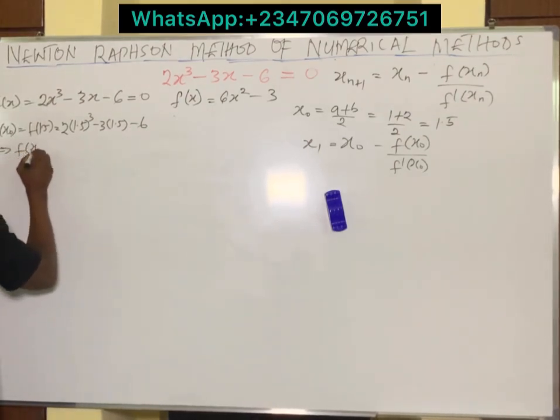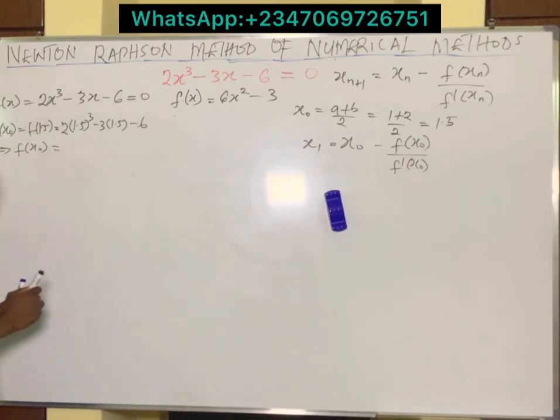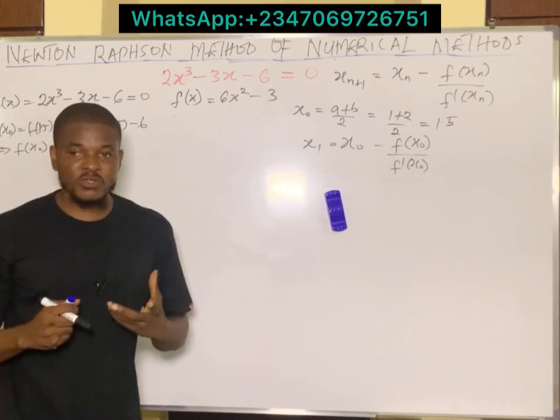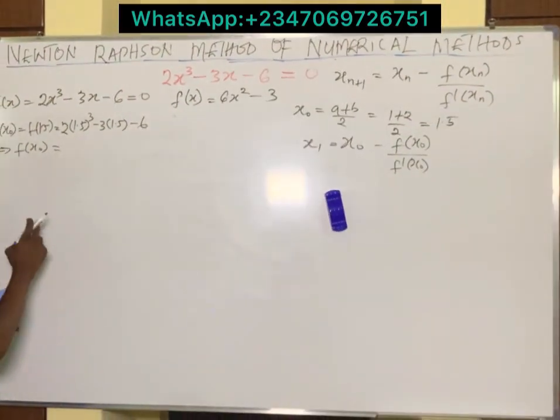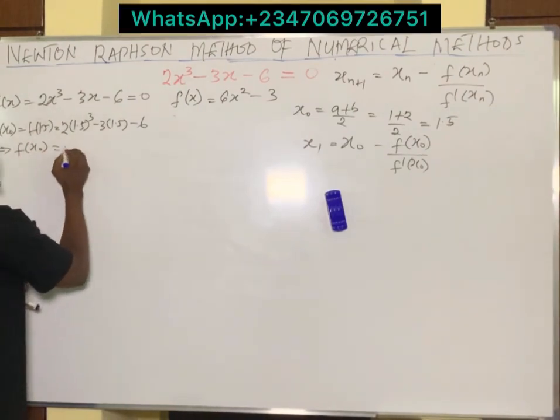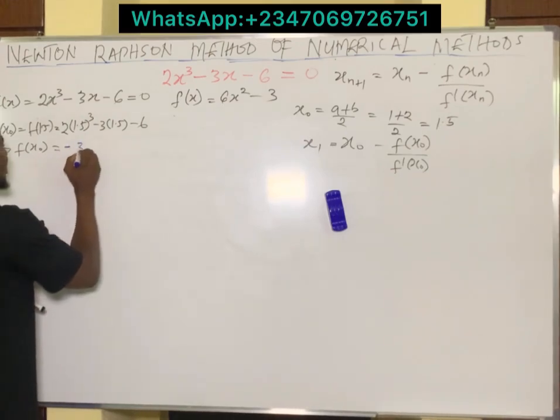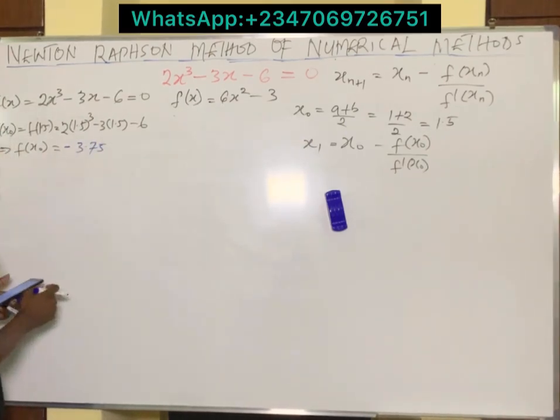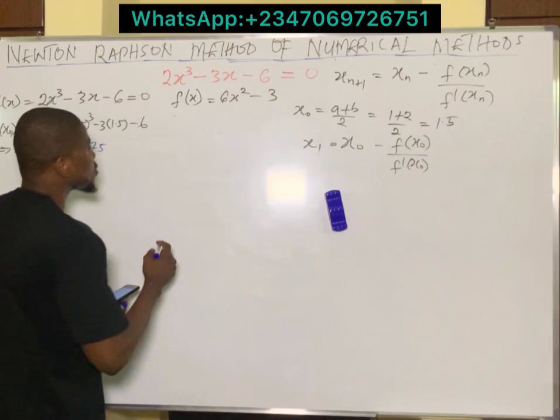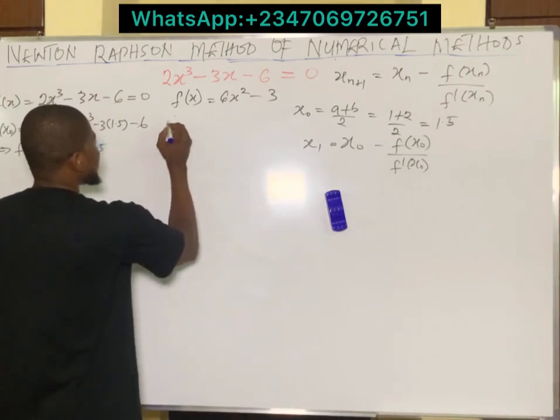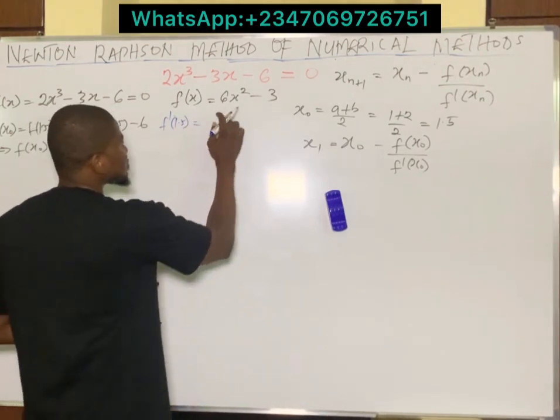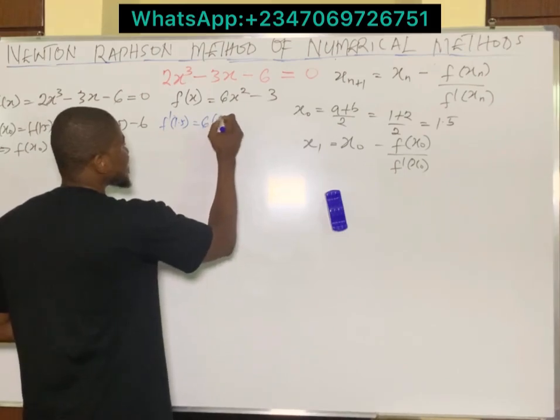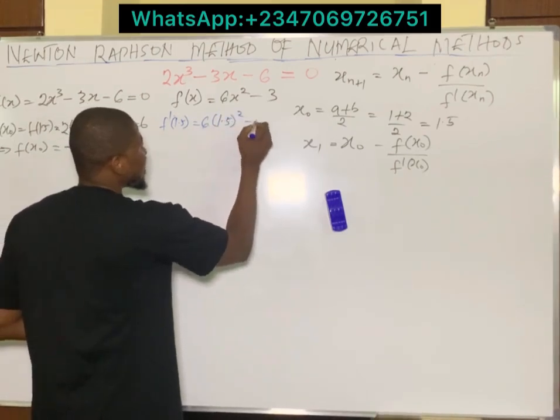F of x naught is now going to be equal to, so I'm going to point everything all along. So do well to point along with me to avoid calculation errors. So upon evaluation, everything here simply gives me negative 3.75. So it means f of x naught, which is f of 1.5, equals negative 3.75. Also, we find f prime of 1.5. So f prime of 1.5 is going to be equal to 6x squared. That becomes 6 in place of x. X now is 1.5 squared minus 3.